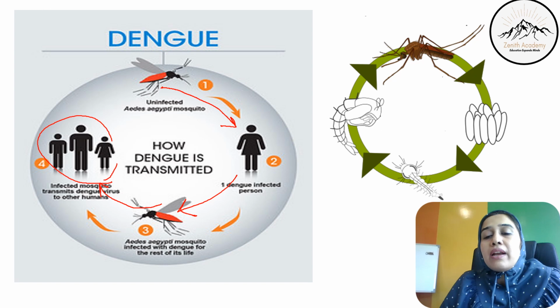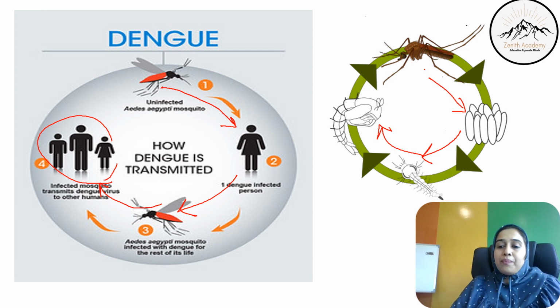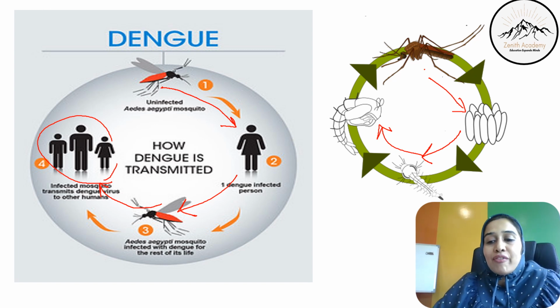And here, on the other hand, we see the life cycle of the mosquito. The mosquito lays eggs, then the eggs become larvae, and the larvae grow and become the mosquito again. This is the life cycle of the mosquito. You can take a screenshot and keep it for future reference.